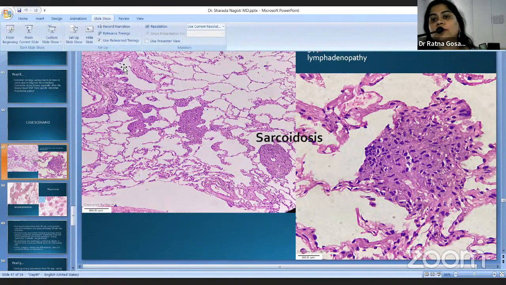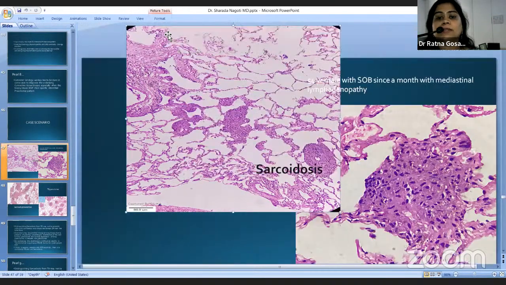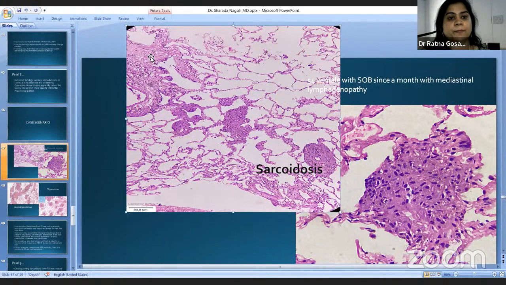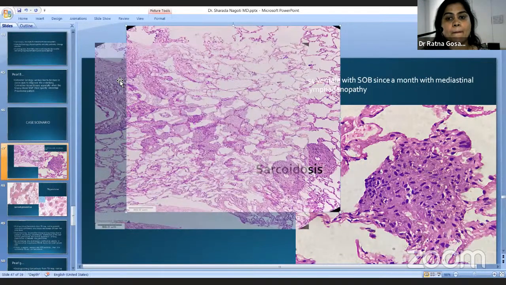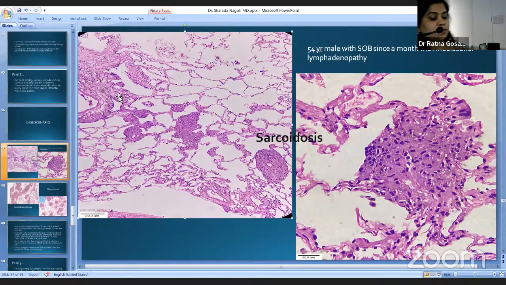So this is a 54-year-old male. This is also a consult case which I got, with shortness of breath since a month. And this is what the biopsy showed. So what are these? This is the hyperview of the same. So these are nothing but epithelioid granulomas. These are non-necrotizing granulomas. And see the distribution of these granulomas.